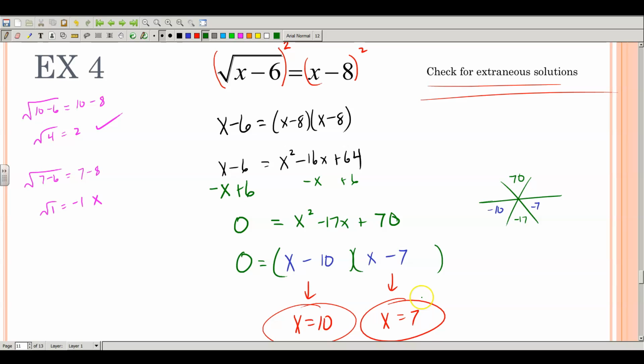So 7 is not an answer. I'm going to put a little cross through it, and I'm just going to label this as extraneous right there. So 10 is really my only true solution there, not 7. Even though we did everything correctly, 7 is an extraneous solution.